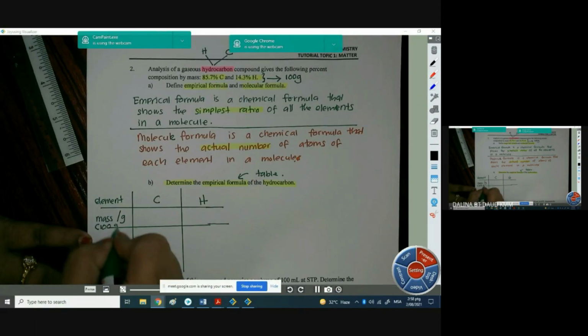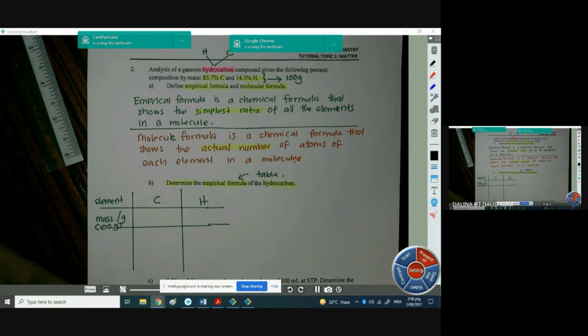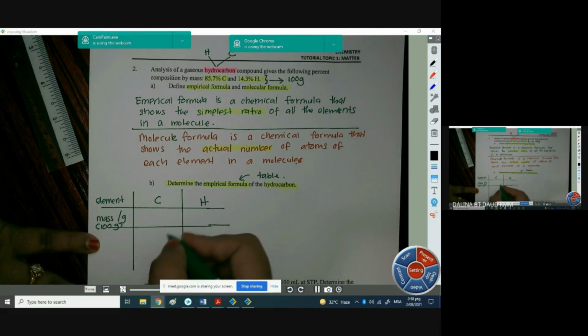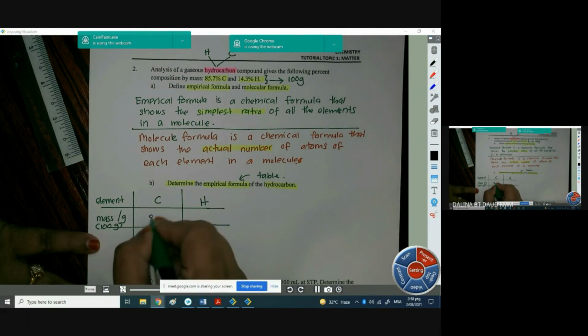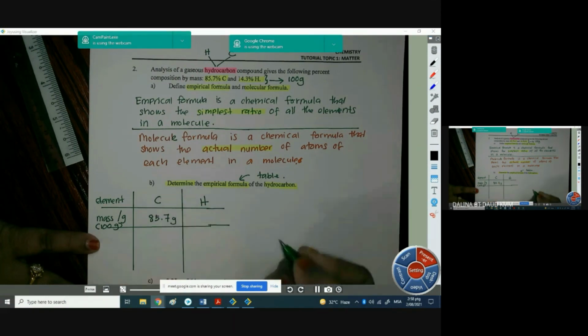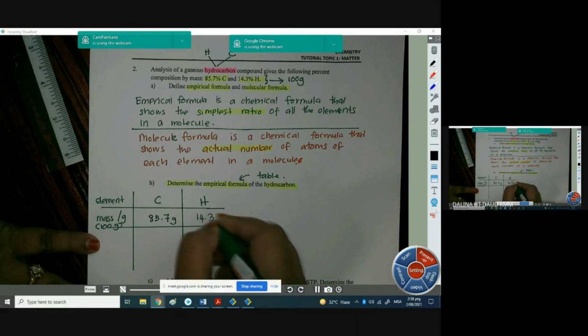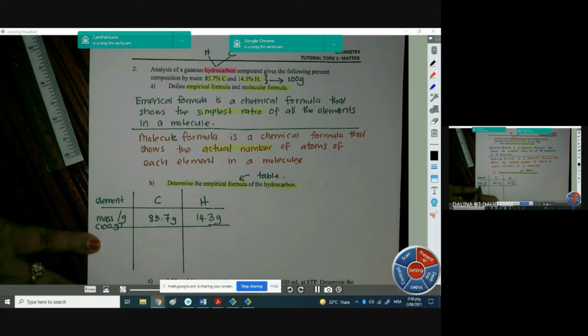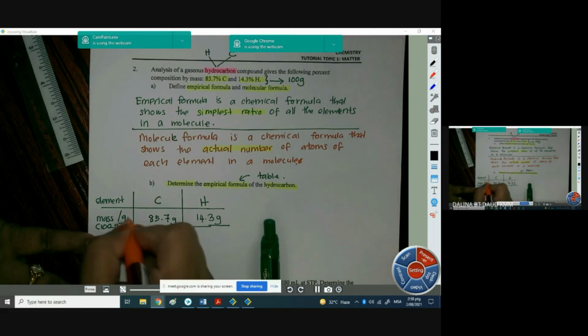Kita anggap nilai dia untuk 100 gram hydrocarbon. Therefore, we will get the mass of carbon is equal to 85.7 gram, while the mass of hydrogen is 14.3 gram. Okay, when you write the mass here, make sure you make it the slash and state the unit gram.